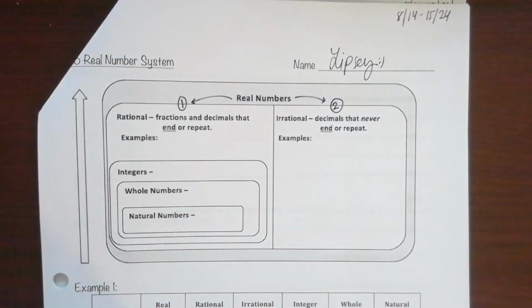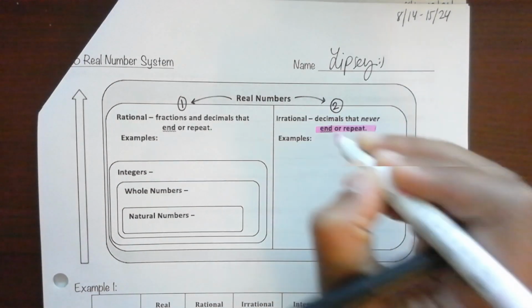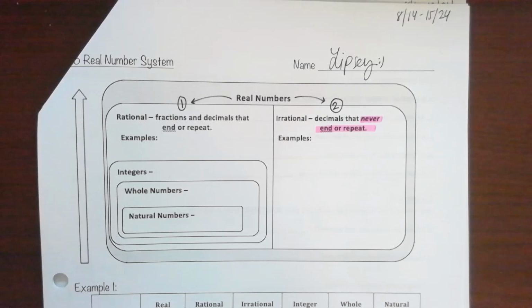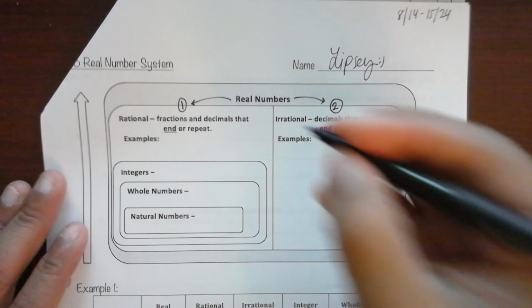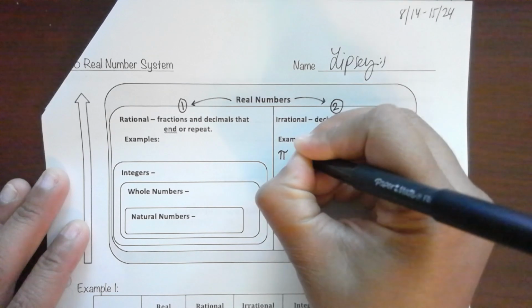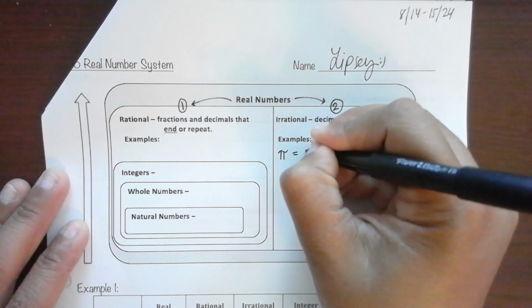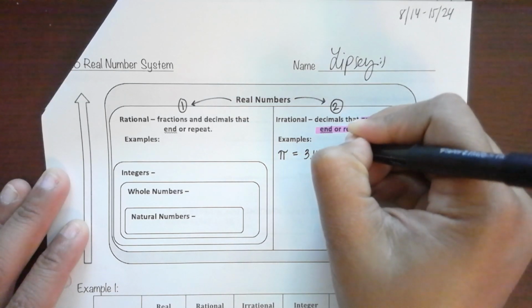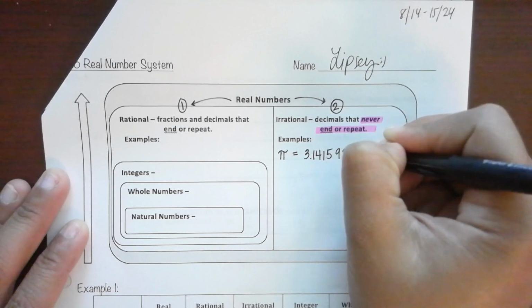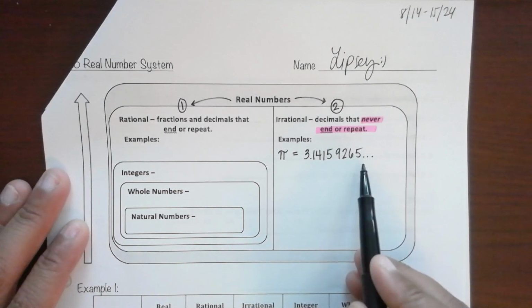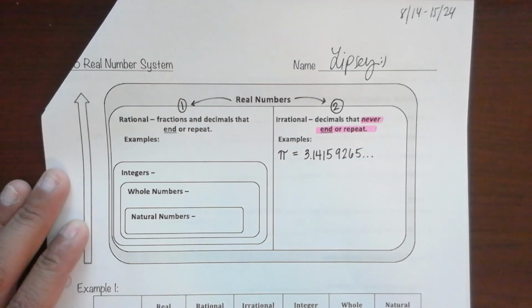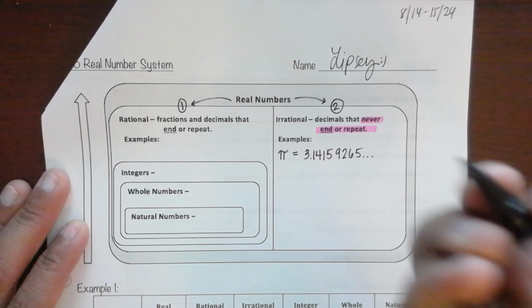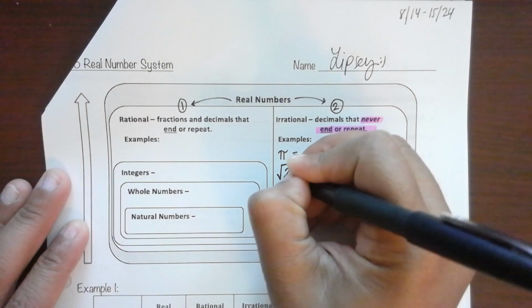For irrational, those are decimals that never end or repeat. So that's important to make note of. That's a highlight thing. So it's non-repeating, non-terminating. Examples are, we most commonly see pi the most. Pi is equivalent to 3.14159265, and it just continues on. If you see those three dots, that means it goes on forever without stopping. Does that make sense?